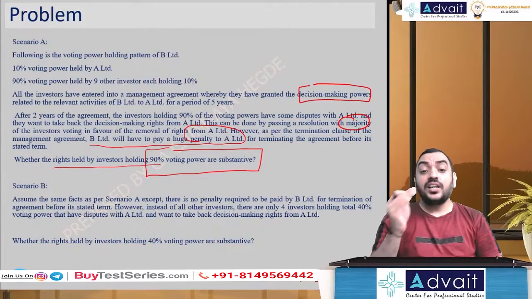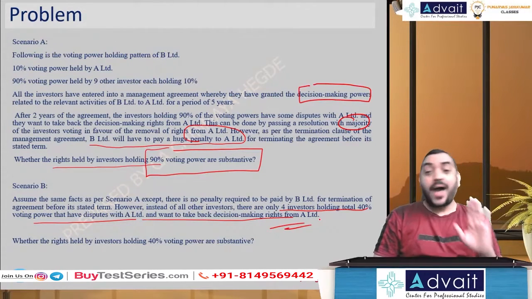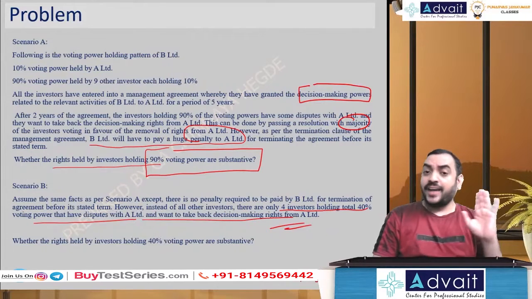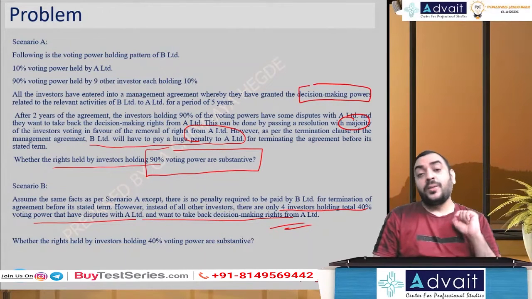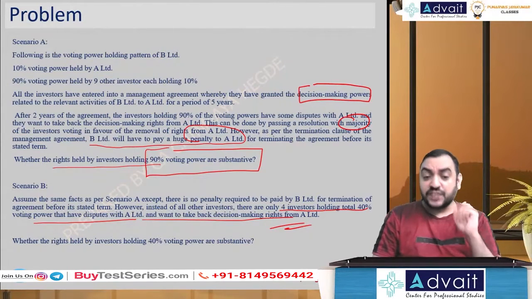Instead of all investors, there are only four investors holding 40% that have a dispute with A Limited, and they want to take back the decision making rights from A Limited. Barrier not there means yes, they can take out the rights with a simple majority. But the problem here is only four people have the problem. Four people having 10% each means 40%. Is it sufficient? That's what they're asking.